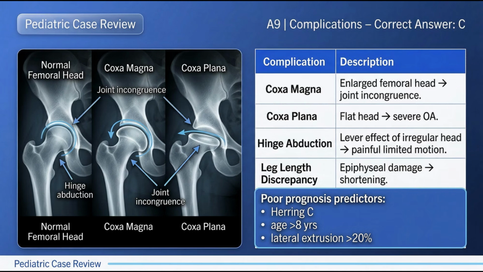Coxa plana describes a severely flattened disc-shaped femoral head associated with severe osteoarthritis. Hinge abduction occurs when the irregular femoral head levers against the acetabular rim during motion, causing painful limited abduction. Poor prognosis predictors include Herring Group C, age above 8 years, and lateral extrusion above 20%.